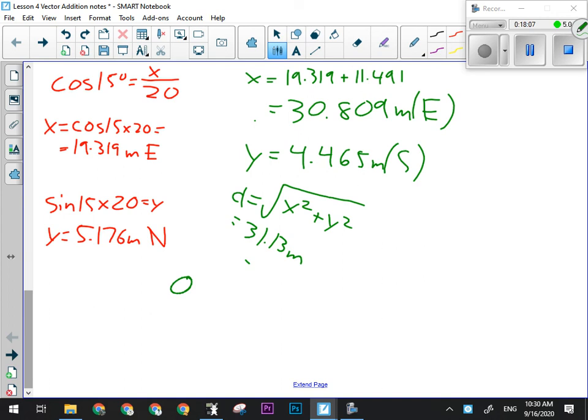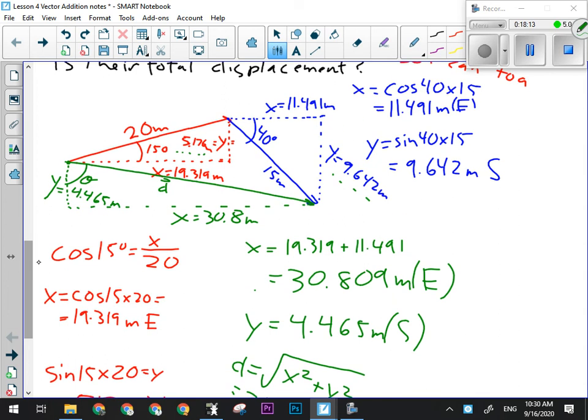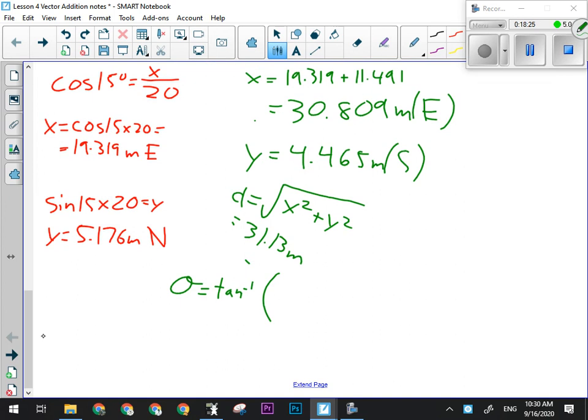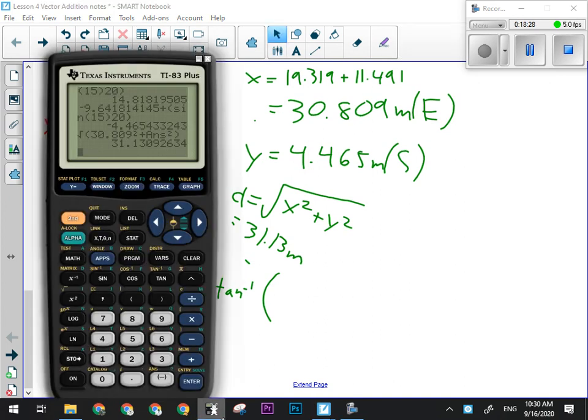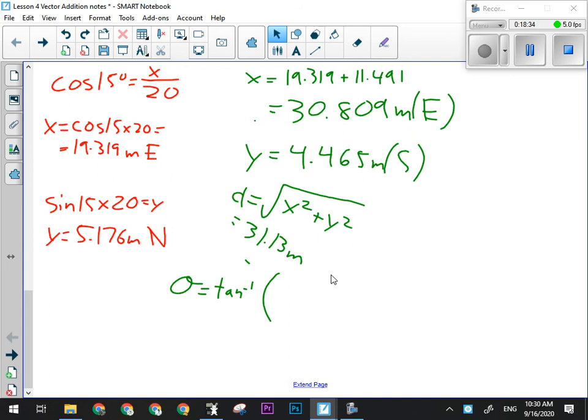So I'm going to say that theta equals tan to the minus 1 of, for me, the opposite side for this angle is x, and the adjacent side is y. So 30.8 over 4.465. I messed something up in my calculation, I feel like. Nope, I didn't. Okay, good. Put that in the right way. So we're going to have 30.809, which is the opposite side, divided by the adjacent side, 4.465. That'll give me my angle.